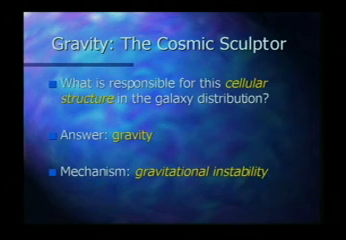Where does the cosmic web come from? Well, the answer is gravity. Gravity is the cosmic sculptor that has organized the galaxies into this pattern. And the mechanism is called gravitational instability. And what I'd like to do in the next 5 minutes is go back to basic physics, basic Newtonian gravity, and try to explain how this works.